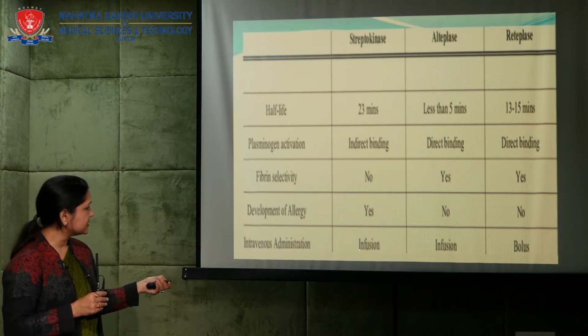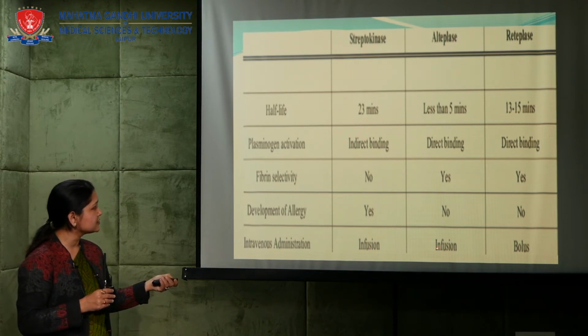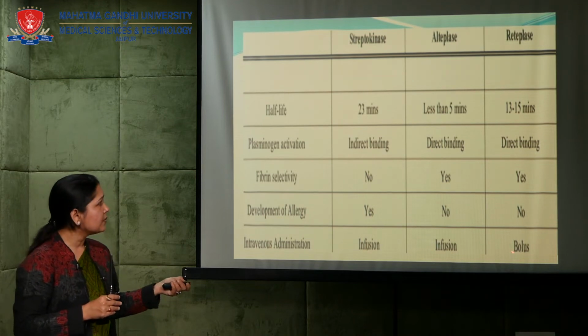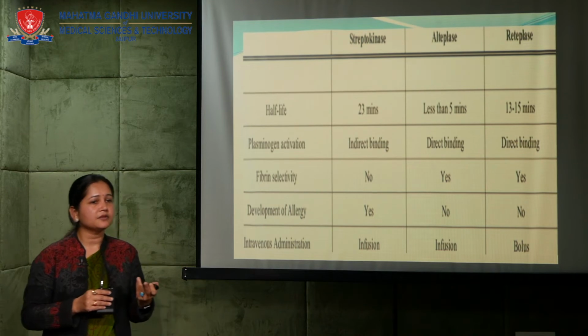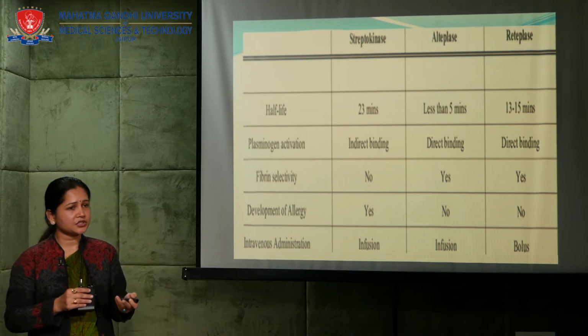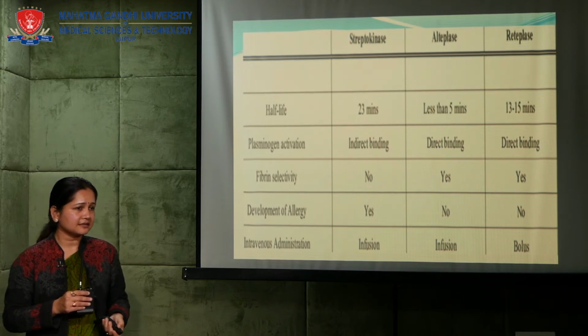For intravenous administration, you have to give an infusion with drugs like alteplase and streptokinase because they are short acting, while reteplase and tenecteplase can be given by bolus administration and they are longer acting, and are also known as bolus fibrinolytic drugs.